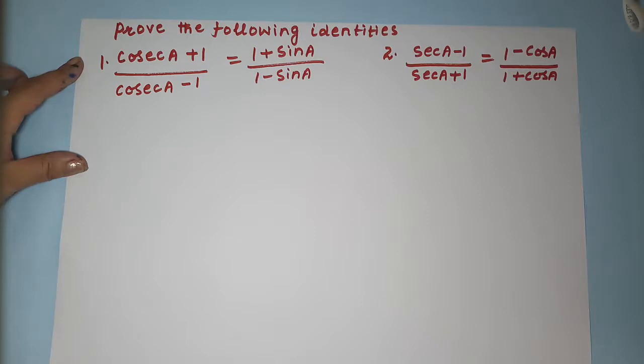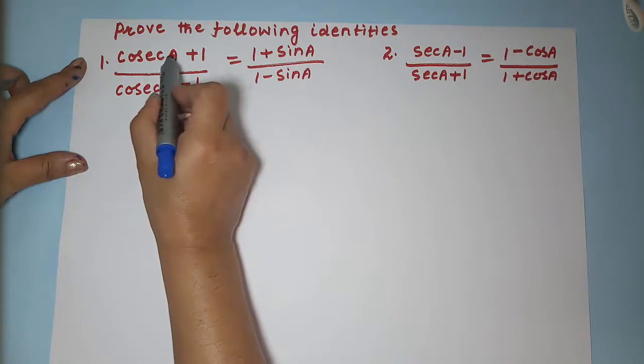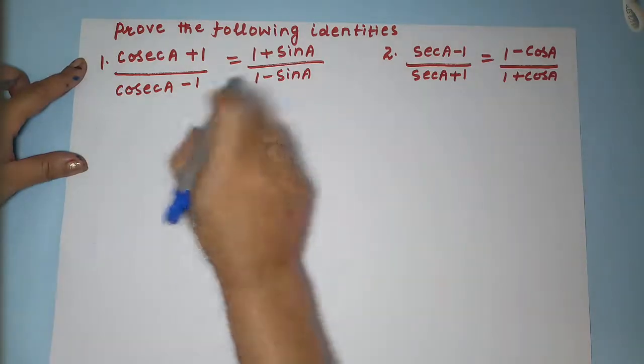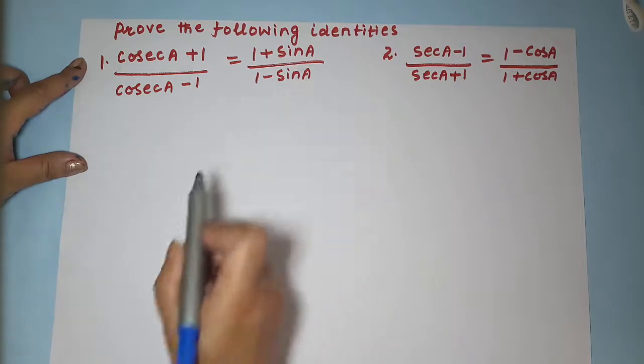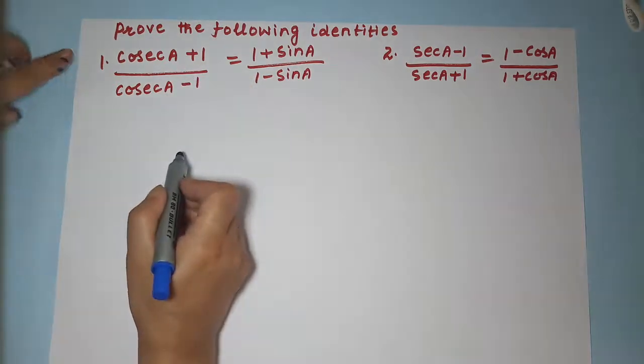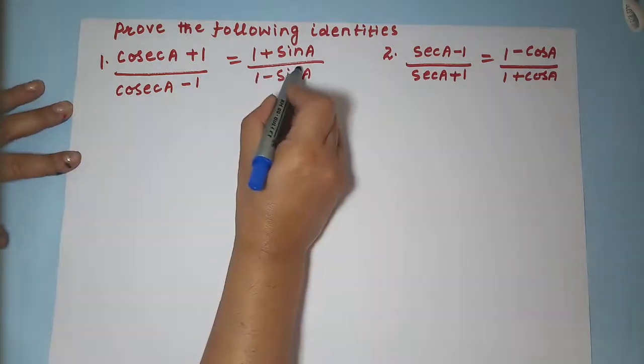Or sometimes if you see that square, say for example here cosec square A plus 1 is written, you try to look for the identities if you can replace or use the identities. If squares are not there, right, then you simply try to convert it into sine and cos. Fine. Let's proceed to solve this identity. We have to prove that this left hand side is equal to right hand side.